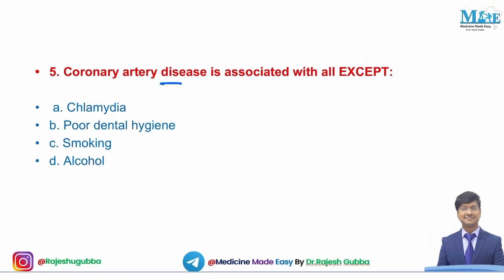Coronary artery disease is associated with all except: chlamydia, poor dental hygiene, smoking, and alcohol. So the one which does not cause coronary artery disease is alcohol. Very, very important. When alcohol is taken in mild amounts, what is the recommended level in males? In males, individuals can take 2 drinks per day, in the sense of about 230 ml per day. Whereas in females, the acceptable amount is 1 drink per day.